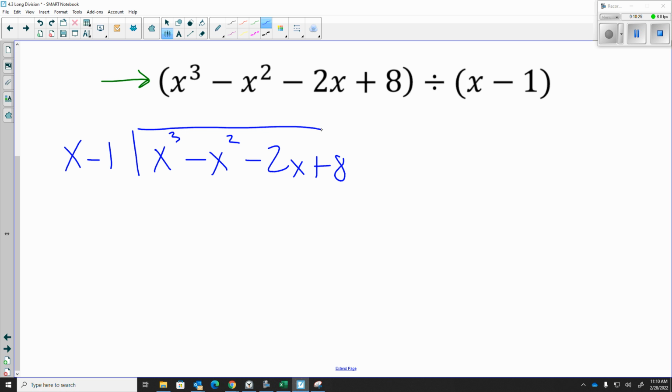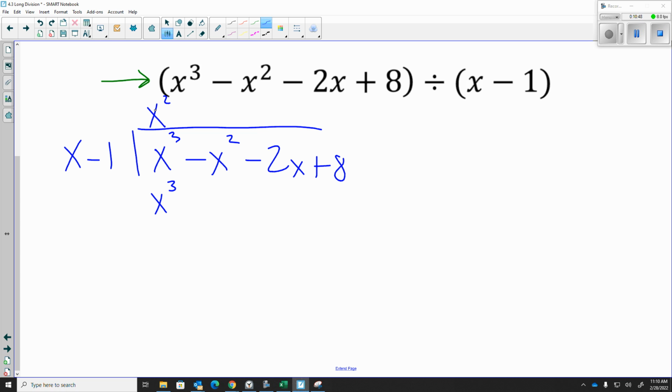Okay, so I got my setup. So I start. What do I need to multiply this by to get this? No. X squared. Multiplied by both of these. X squared times x is x cubed. X squared times negative 1 is negative x squared.